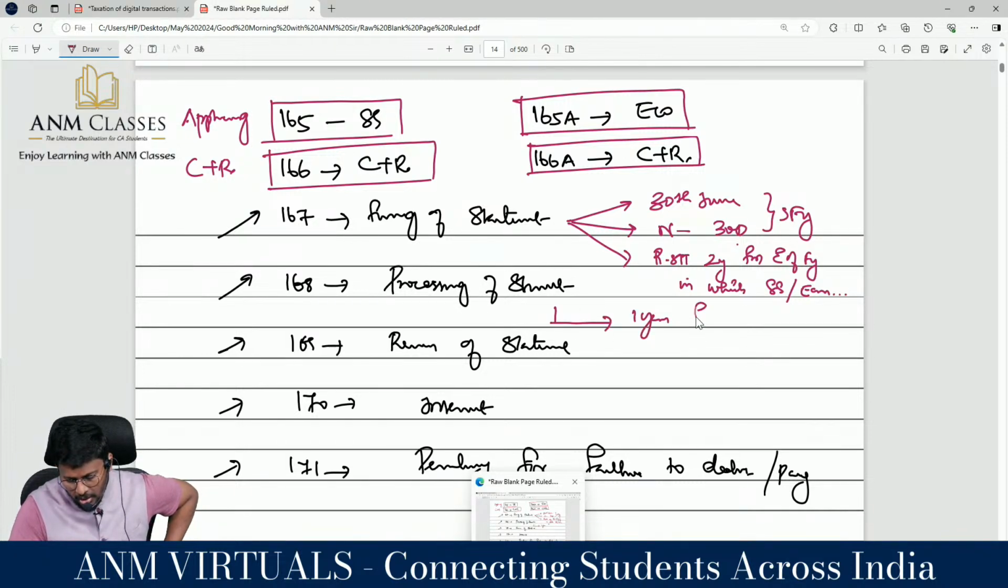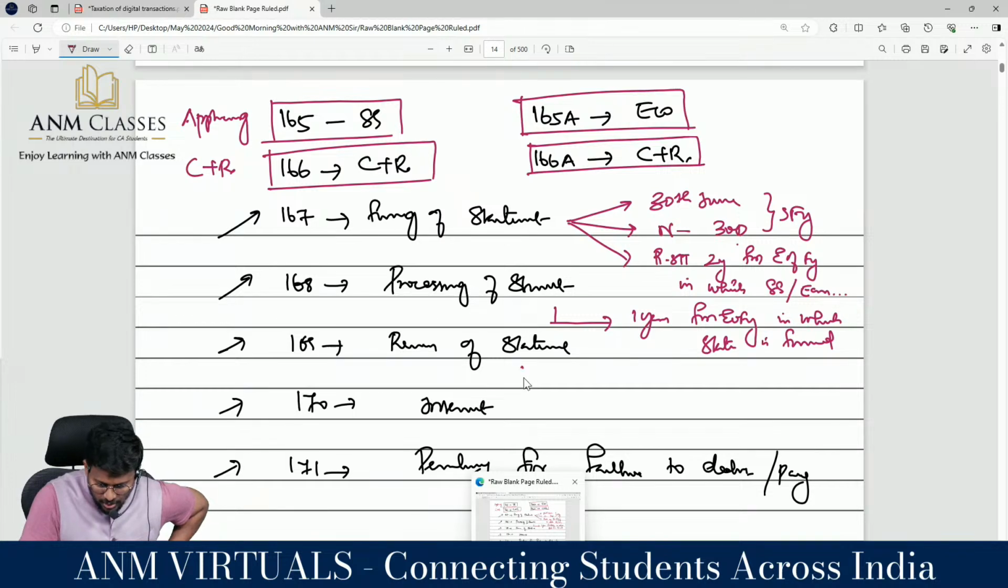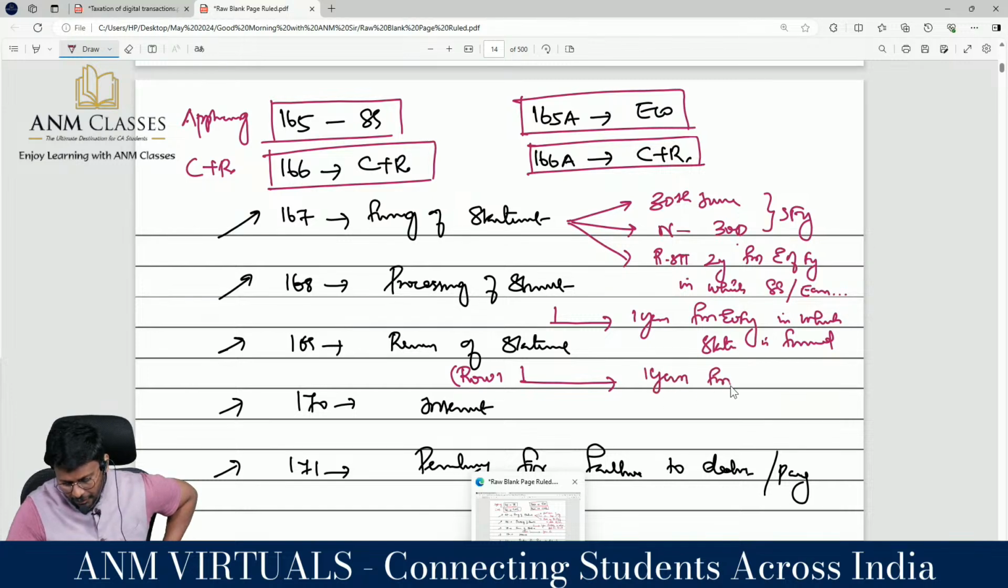1 year from the end of the financial year in which the statement is filed. In the statement is furnished. Okay. 169, revision of statement. If you are having rectification, you can revise. 1 year from the end of the financial year in which the order, that is the statement sought to be revised, has been passed, filed.